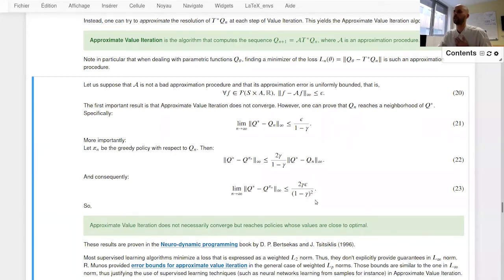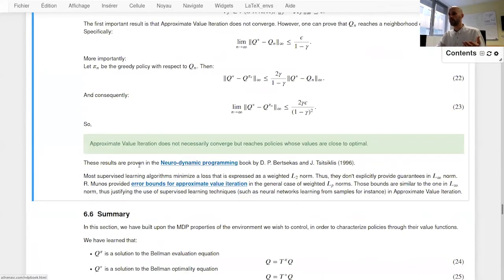which when you think about it, has a division by one minus gamma squared. So it's a very large value, but it's the best theoretical result we have on convergence in terms of neighborhoods for the policy that is greedy with respect to the Q value of approximate value iteration. So approximate value iteration does not necessarily converge, but reaches policies whose values are close to optimal, close being a very loose definition because this upper bound is actually very large.